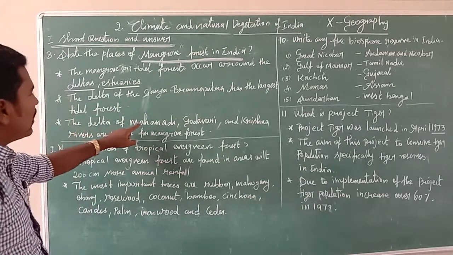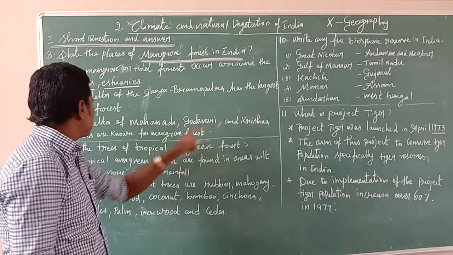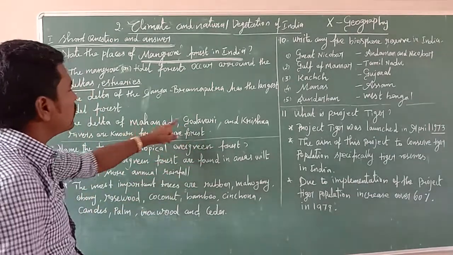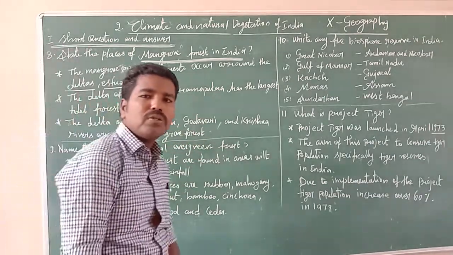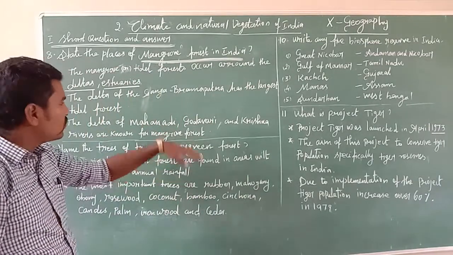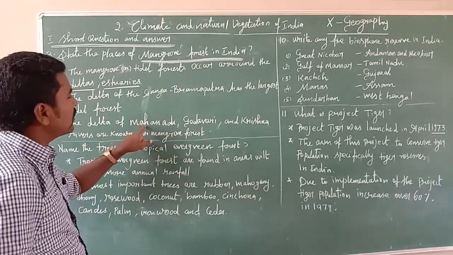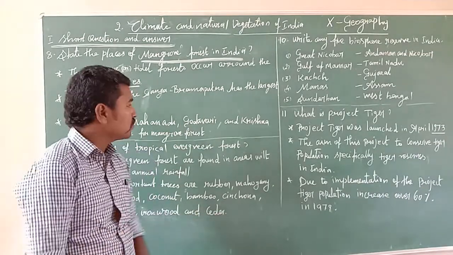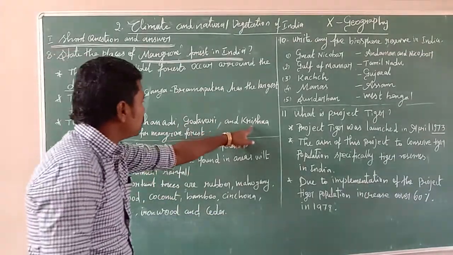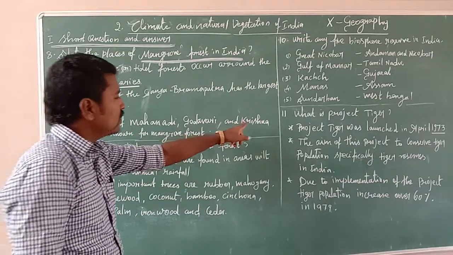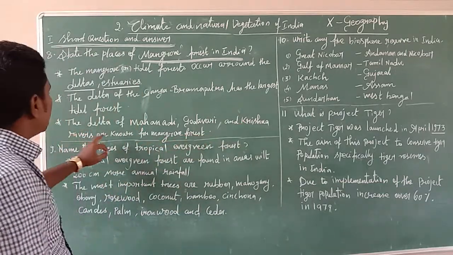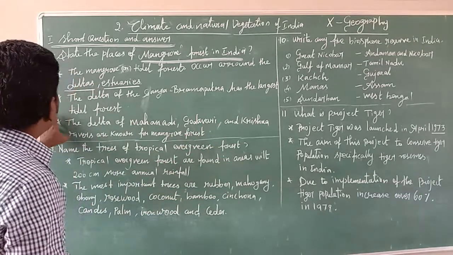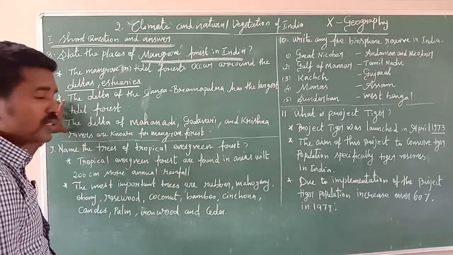The deltas of the Mahanadi, Godavari and Krishna rivers are known for mangrove forests. These 3 rivers flow in South India. Mahanadi is one of the bigger rivers, and the Godavari is the longest river in South India. And the Krishna river supplies water in Andhra Pradesh. These rivers are known for mangrove forest. So these 3 points are very important key points for this question.